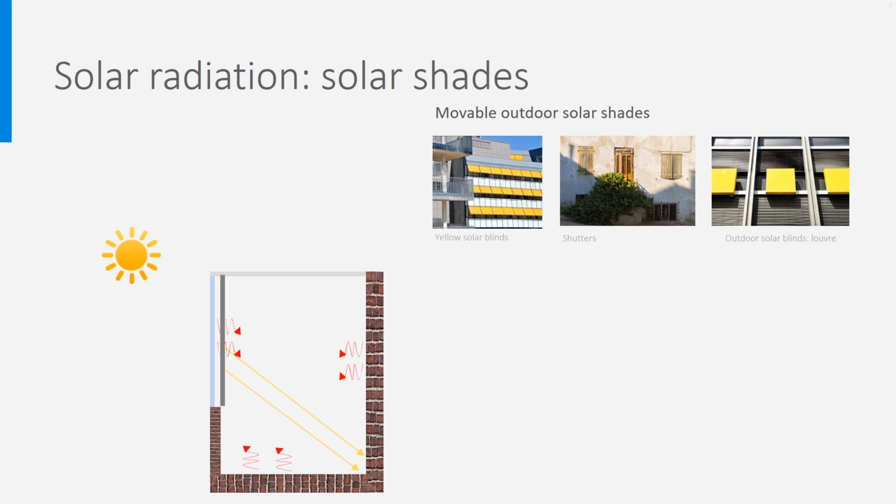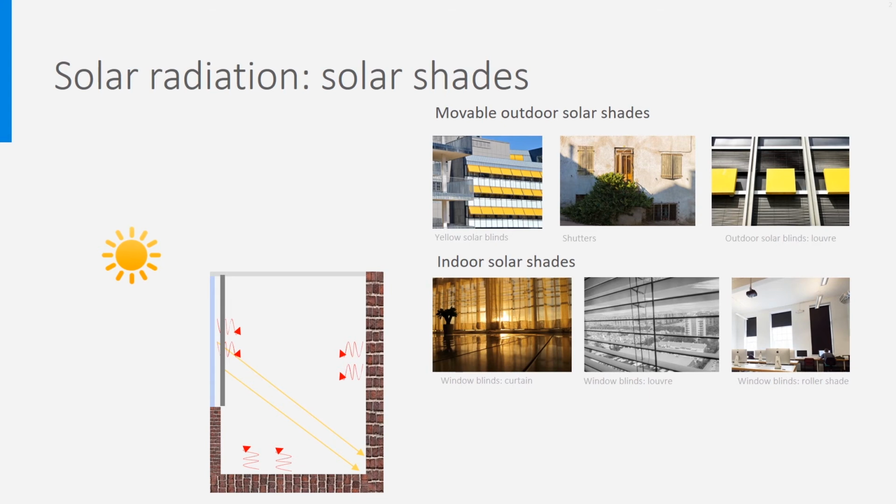Third, there are many types of indoor solar shades, curtains, louvers or roller blinds, etc. As you can see here, the big disadvantage of indoor blinds is that they do not prevent solar radiation from penetrating inside the building. Radiation is blocked and absorbed by the blinds, the temperature of which increases a lot. And finally, quite quickly, the solar radiation is passed to the indoor air by convection.